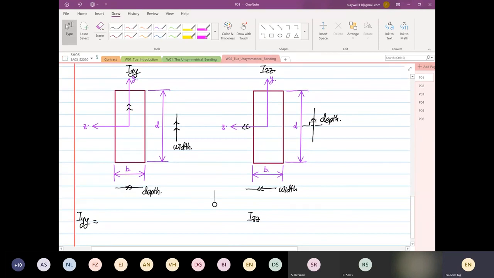Yes or no? You can see on the IYY, if I project this here, this is perpendicular. Sorry, what am I doing? I'm already confused.